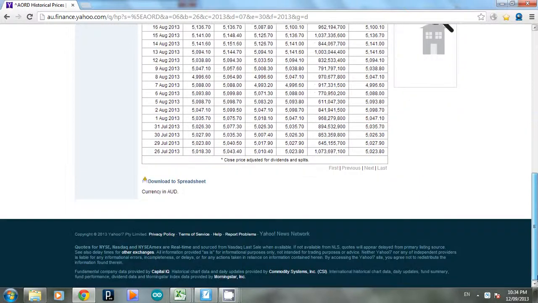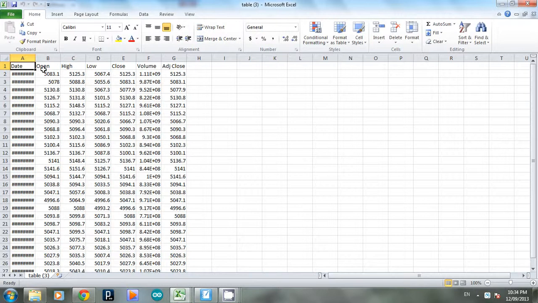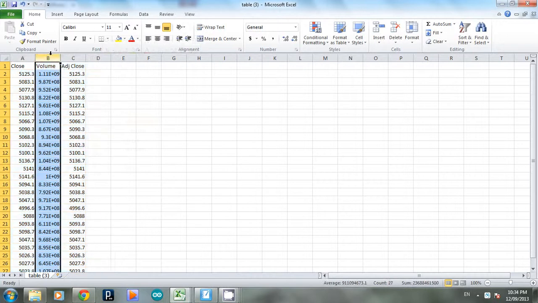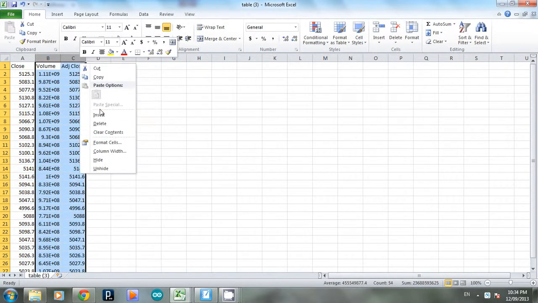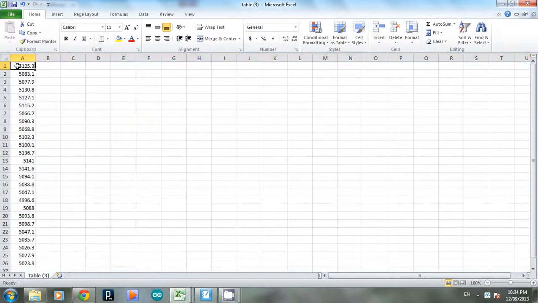Okay, and what we want to do here is do that little download to spreadsheet thing down the bottom, and that'll give me one of those CSV files. In the CSV file, the only thing I want is the closing price. I'll delete everything else. Might even get rid of the word close there. Maybe grab that column and move it somewhere else.